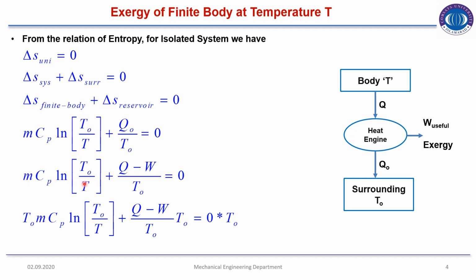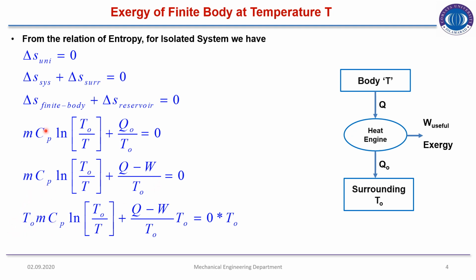In the next step, Q naught is equal to the difference of the heat that is entering the heat engine and the work that is produced by the heat engine. So Q is the amount of heat absorbed by the heat engine, and W is the amount of useful work produced by the heat engine. So Q naught is replaced by Q minus W.